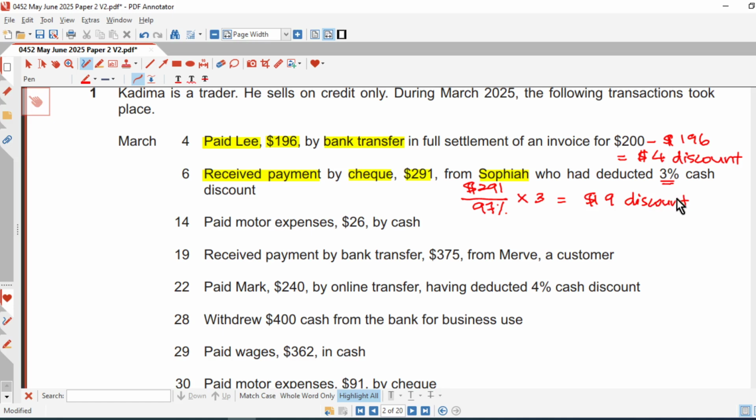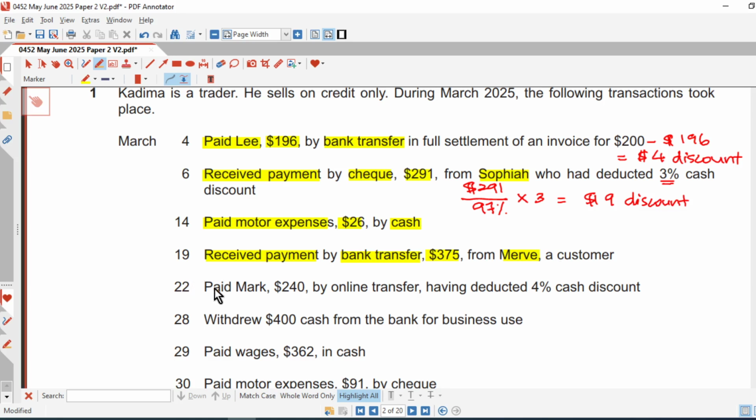So you just have to be careful on certain occasions like this. That's where they trick you. Well, if you're good enough, you don't fall into their trap. On the 14th, you paid motor expenses, $26 by cash. Straightforward. On the 19th, you received payment via bank transfer, $375 from Murph, a customer. So no discounts there. You don't have to do any adjustments.